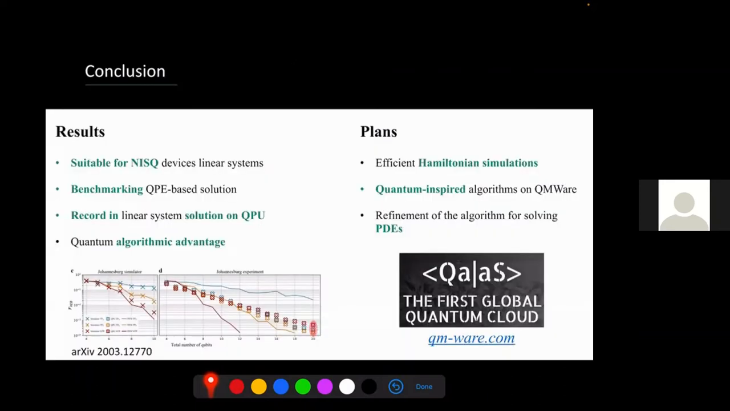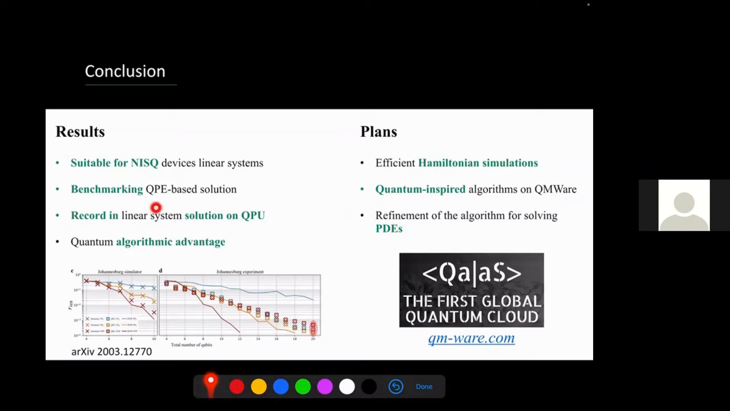As a result, we considered linear systems of equations suitable for NISQ devices, and we benchmarked the quantum phase estimation based solution. Of course, the next step would be to benchmark more efficient solutions like Childs' work. I want to emphasize once again that this is a record-breaking linear system solution on quantum devices. We also showed for this problem a quantum algorithmic advantage, because it is far more efficient to solve with quantum or quantum-inspired algorithms than with classical ones.